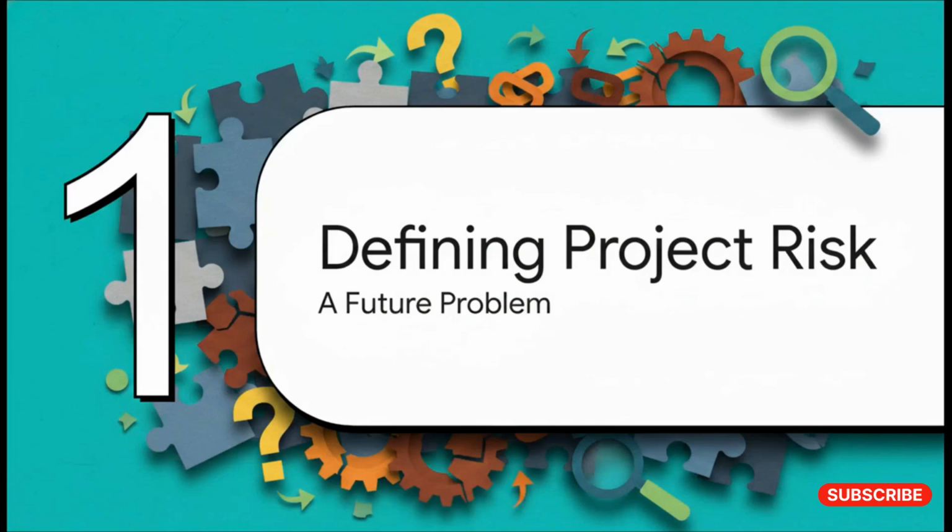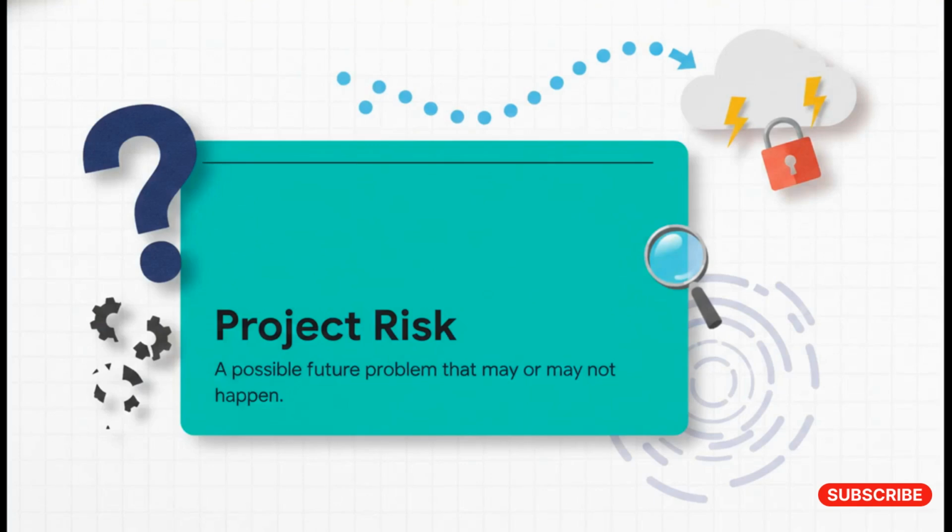So let's look at Section 1, Defining Project Risk. At its core, a project risk is a possible future problem that may or may not happen. And we really need to nail this down right out of the gate, because it carries a massive insight into why so many managers trip up. Far too often, project leaders treat risks like active issues, wasting a ton of energy putting out fires that haven't even sparked yet. Or, even worse, they completely ignore them until they explode.